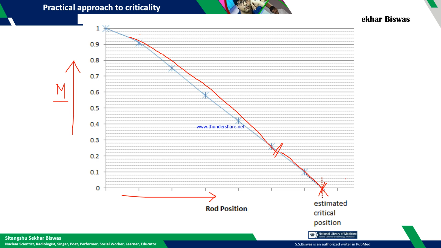Now once you know that, you prepare all the prerequisites of the reactor to go for criticality, and slowly lift the absorber rod up to the value which we have estimated by extrapolation. Then automatically your reactor will go critical.